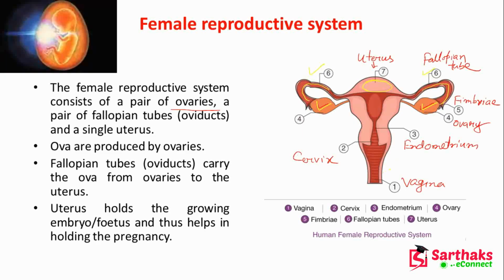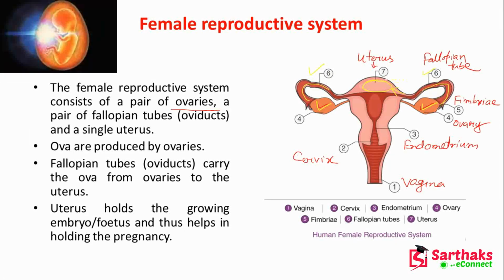Ova are produced by the ovaries. Fallopian tubes, that is oviducts, carry the ova from the ovaries to the uterus.